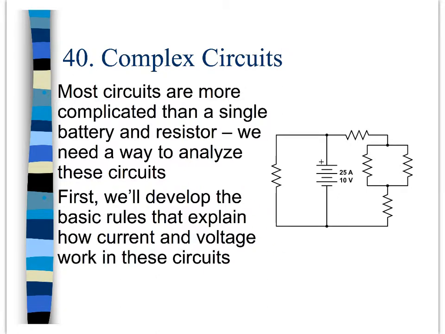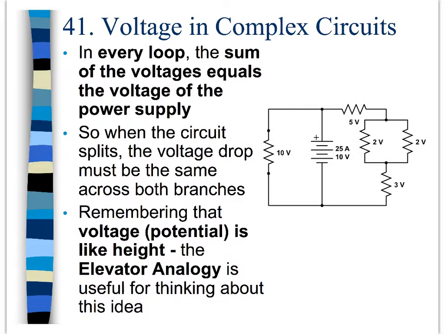Where we're going to start here is the basic rules for current and voltage and how those work in a more complicated circuit. Let's start by talking about voltage, or electric potential, in complex circuits. For voltage, we're worried about loops, because our rule that governs how voltage works is: in every loop, the sum of the voltages must equal the voltage of the power supply, or the voltage of the battery, whatever is creating power for our circuit.